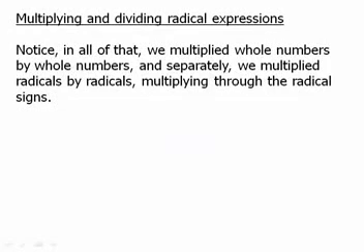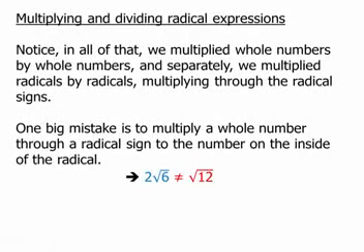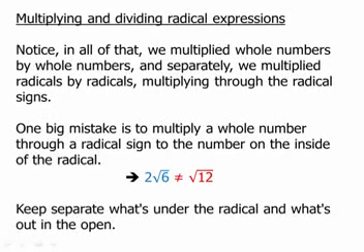Notice in all of that, we multiplied whole numbers by whole numbers, and separately, we multiplied radicals by radicals, multiplying through the radical signs. One big mistake is to multiply a whole number through a radical sign to the number on the inside of the radical. So, for example, if we had 2 root 6, to multiply that to get root 12. Again, this is the type of mistake it's very easy to make if you're under pressure. So it's very important to pay attention to this. The big idea here is keep separate what's under the radical and what's out in the open. As long as you keep those two separate, you'll be fine.